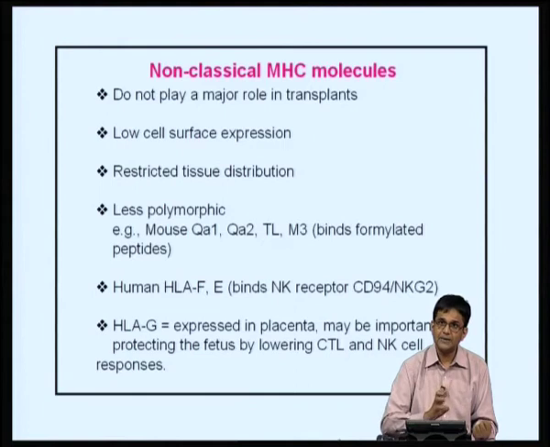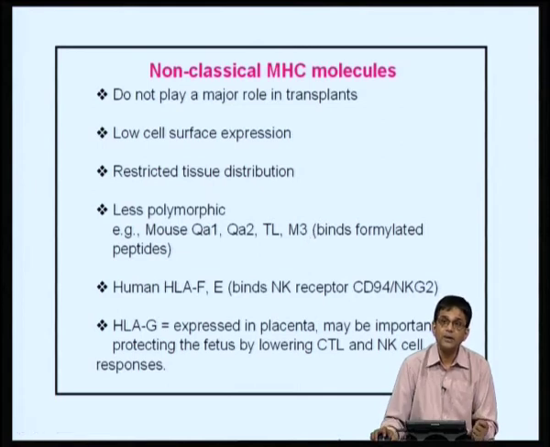You have certain NK receptors that are responsible for this, and so QA is one of the ligands for NK receptor that is known, and that has some role to play in regulation of immune responses. Now, M3 is a non-classical MHC molecule, and what is interesting is that it binds formylated peptides.